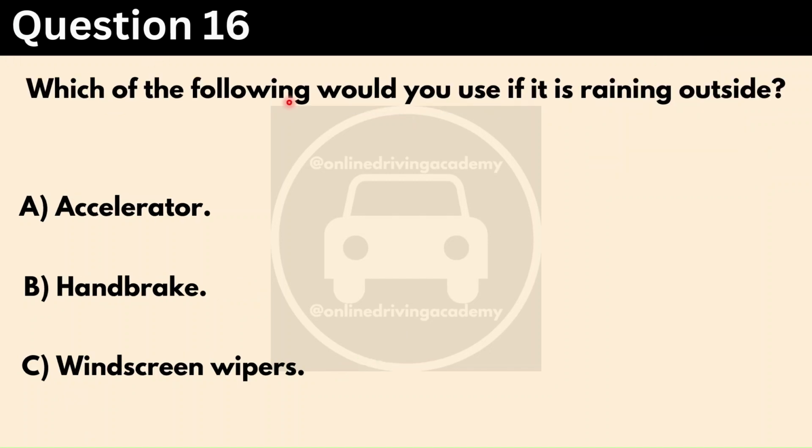Question 16. Which of the following would you use if it is raining outside? Is it option A, the accelerator? Is it option B, the handbrake? Or is it option C, the windscreen wipers? Obviously, you would have to use your windscreen wipers if it's raining. So the correct answer here would be option C.